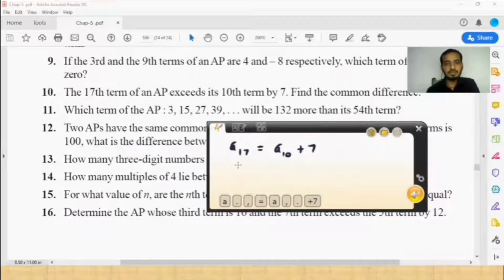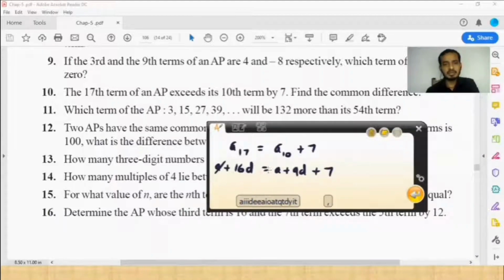What is A17? We know A17 is the first term plus 16D. The 17th term is A, the first term, plus 16D, since N minus 1 here means 17 minus 1, that is 16D. And A10 in this progression is equal to the first term A plus 9D, and plus 7. So the equation becomes like this.